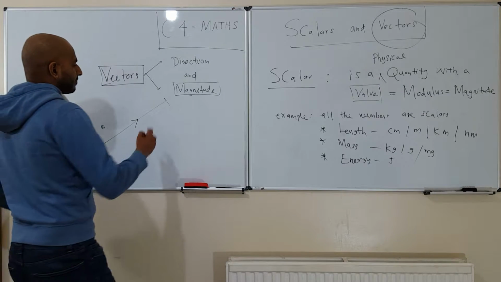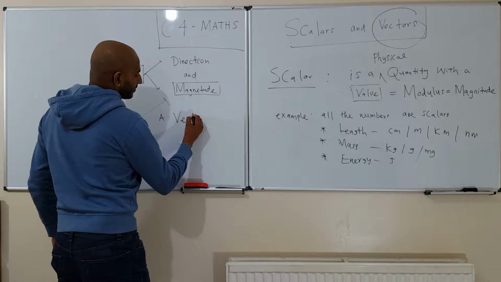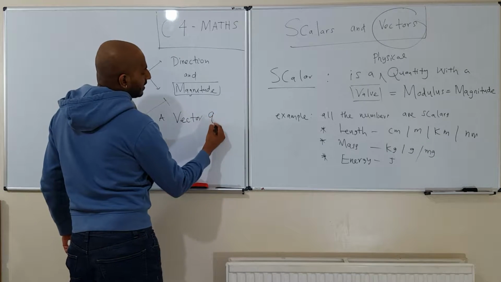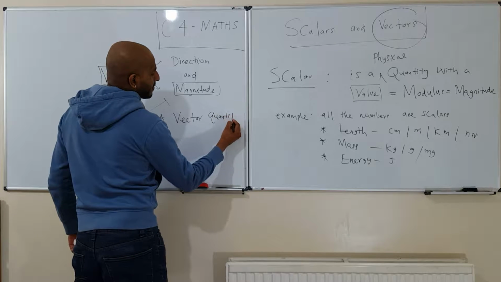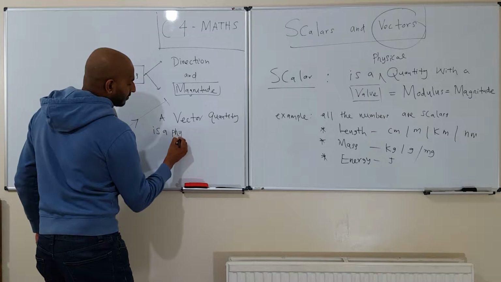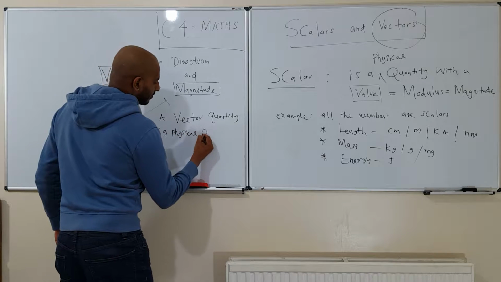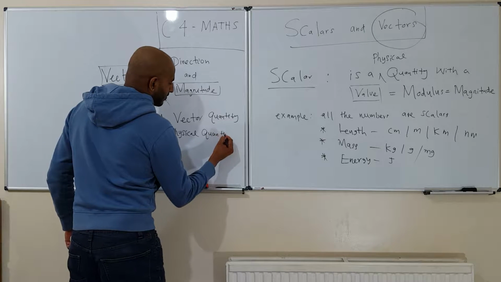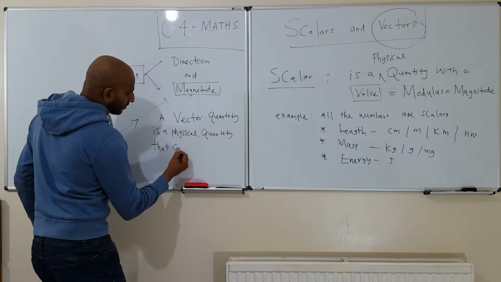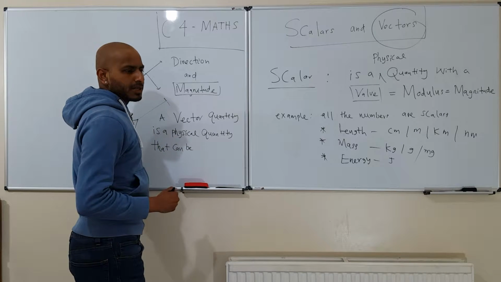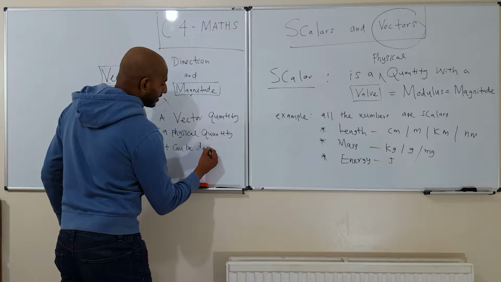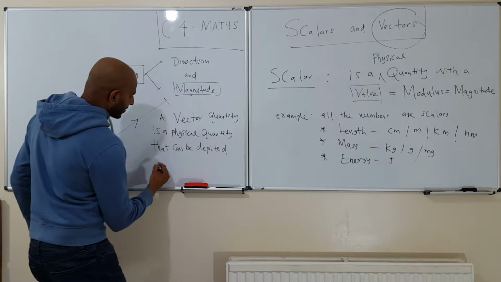Vector is an arrow. A vector quantity is a physical quantity that can be depicted, if not illustrated, I will write depicted, as an arrow.